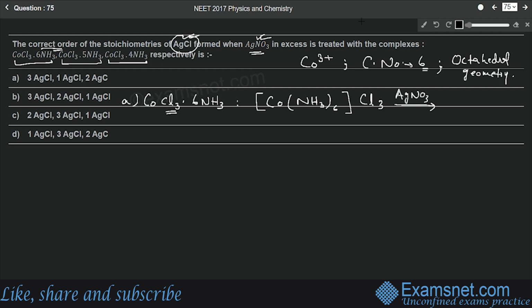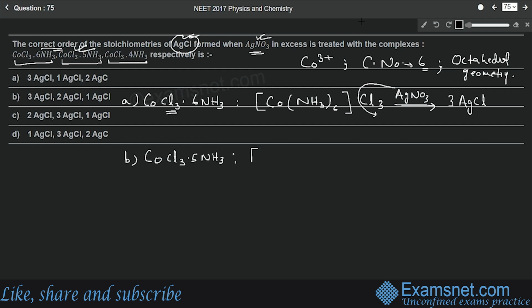So what will happen? This silver nitrate will extract this chloride from here. Okay. And it will form silver chloride. So what moles of silver chloride will be formed? 3 moles because 3 chloride have been removed. Okay. Now in the second case we have the complex CoCl3·5NH3. It is mentioned in the question. This is the second complex. You can see we have 5NH3 here.